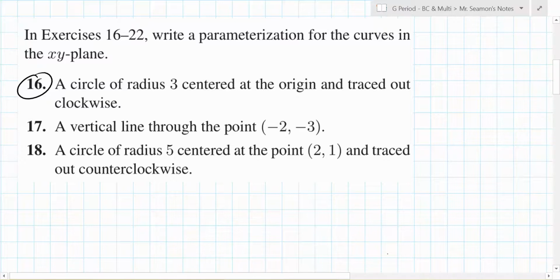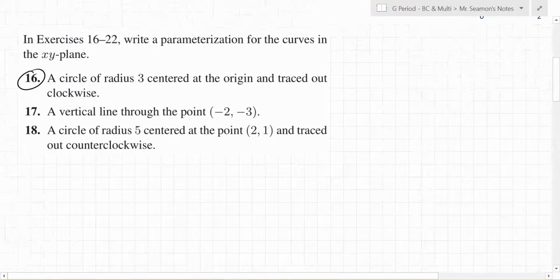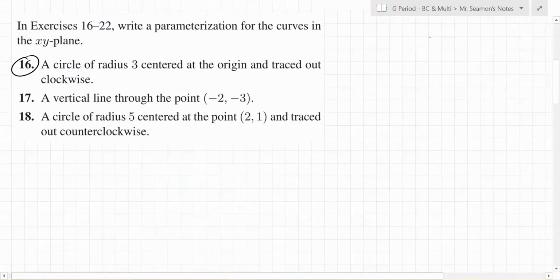Centered at the origin and trace clockwise. So if this was me starting this, what do you think I would do first? Absolutely. So if I draw a picture of this, there's actually a straight line drawing tool I should get better at. Centered at the origin, it's got a radius of 3. So kind of like this.